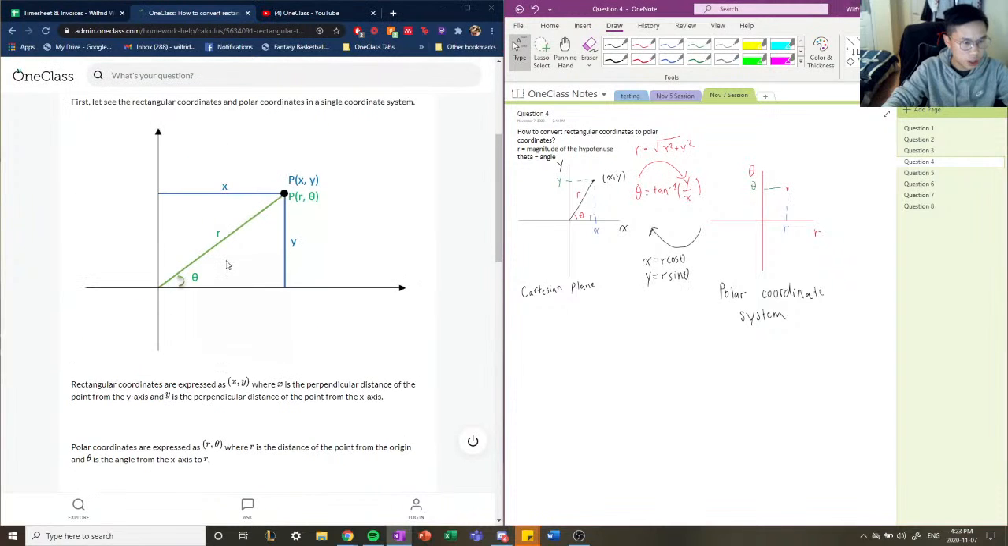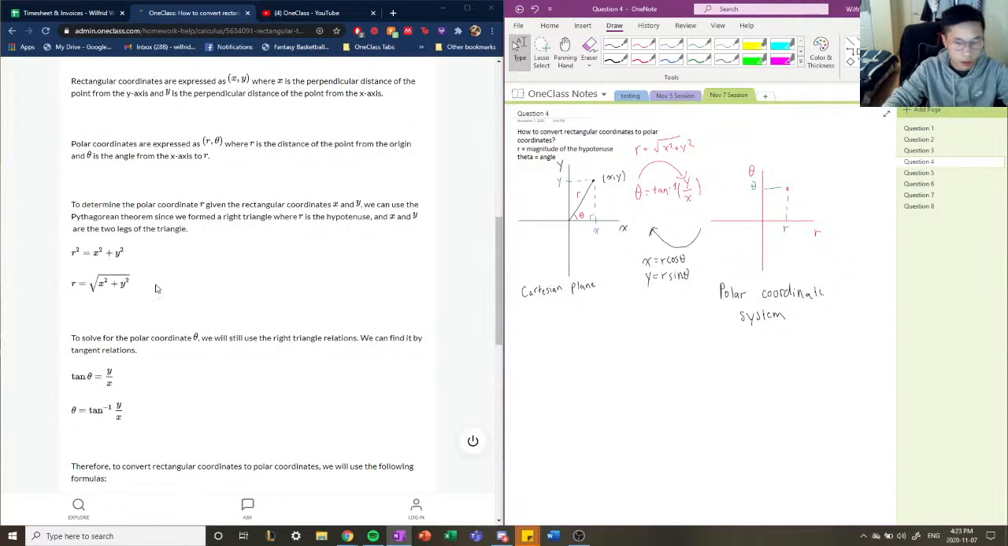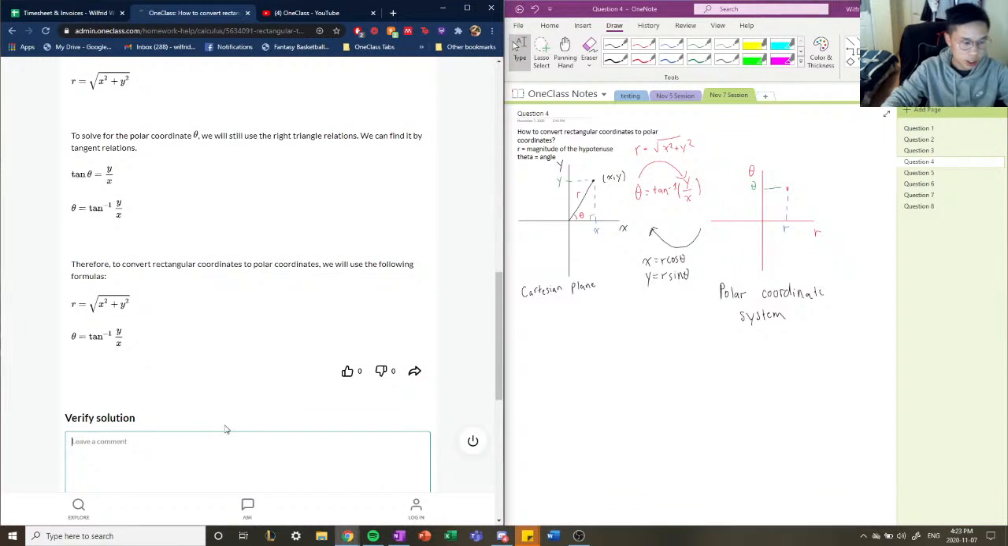So the junior tutor puts a very good description and a very good illustration here, and they also run through how to convert from rectangular to polar. And yeah, this is the correct solution. Okay, cool.